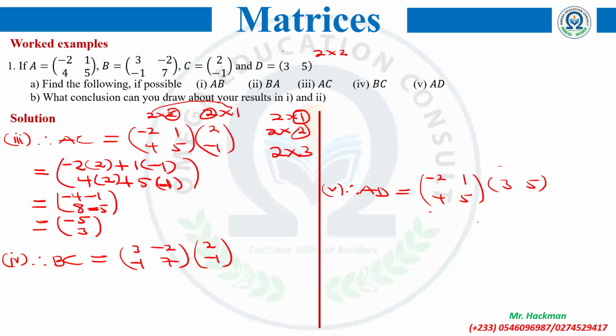2 by 1. 2 by 1. Would the product be possible? No, please. It will not be possible. But that's not part of the question.